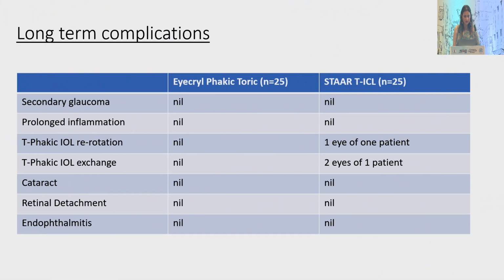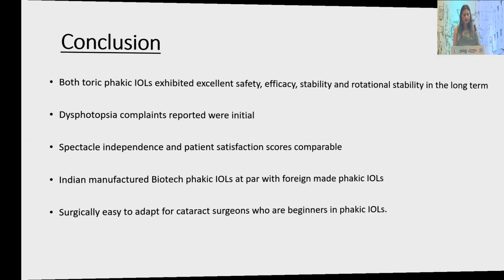They were also comparable. Long-term complications, we did not have any significant complication in the ICL phakic toric group, whereas in the star ICL group, we did have 1 eye that required rerotation in the early post-op period, and 2 eyes of 1 patient that required exchange due to abnormally high vault.